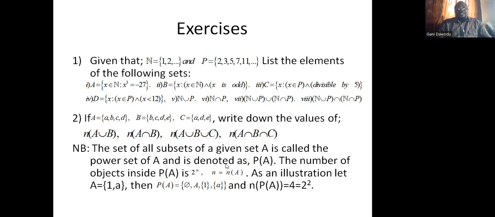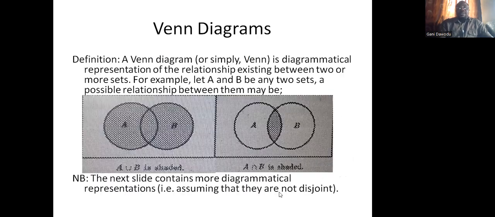Then another thing that is important is the power set. The number of objects inside the power set is usually 2 raised to power n, where n is the number of elements inside A. This is an illustration. We are given a ground set that has 2 elements, yet its power set has 4 elements, although those are sets. And 2 raised to power 2 is indeed 4. Okay. Venn diagrams. These are representations for the union.